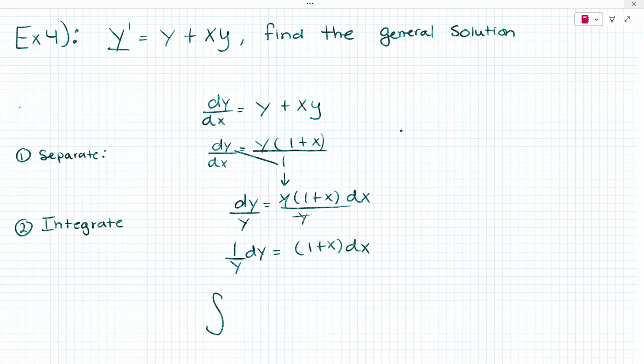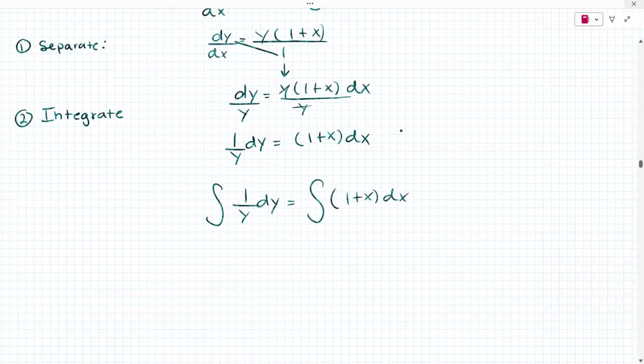Go ahead and integrate. So this is the integration of 1 over y dy equals the integration of 1 plus x dx. The integration of 1 over y is ln of absolute value y. The integration of 1 plus x dx, you can just integrate each term. The integration of 1 is x. The integration of x is 1/2 x squared. And then don't forget the plus c, because the c usually goes with the x's, right?